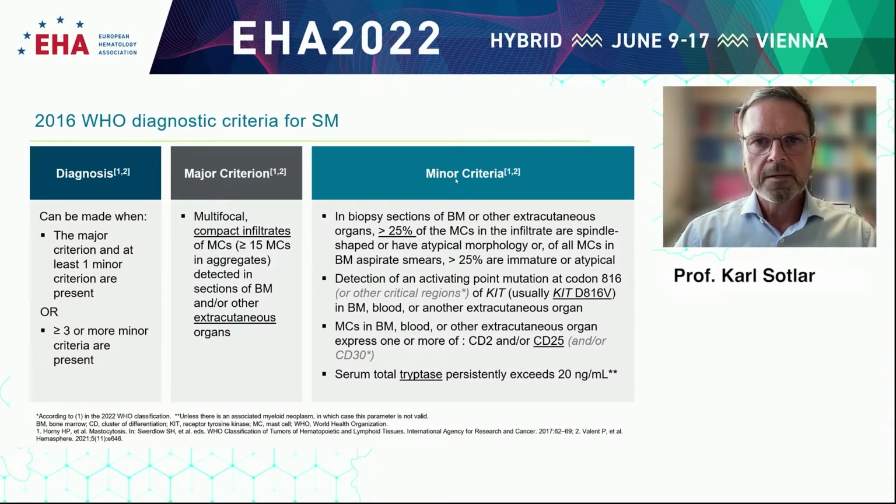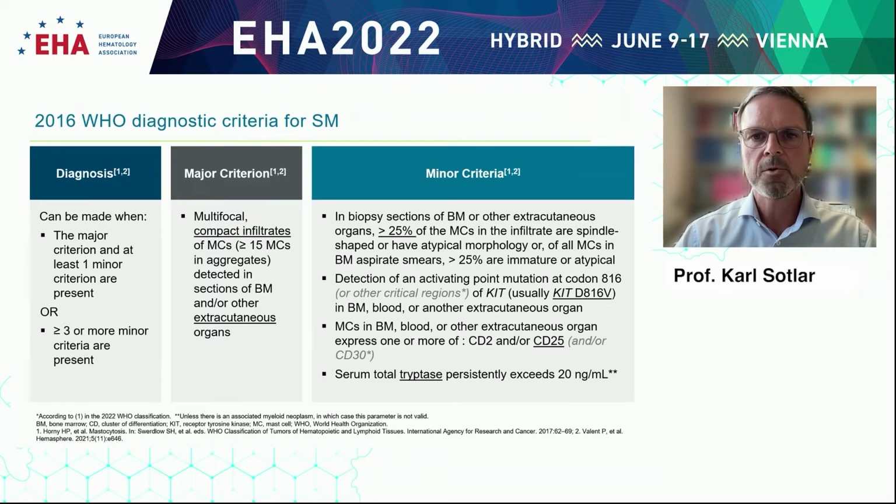There are 4 minor diagnostic criteria. The first one, the detection of at least 25% of atypical, that means spindle-shaped, mast cells. The second one, the detection of the KIT mutation D816V or other mutations in this exon. The third one, an aberrant expression of CD2 and/or CD25 in mast cells. And lastly, persistently elevated serum tryptase level exceeding 20 nanograms per ml.